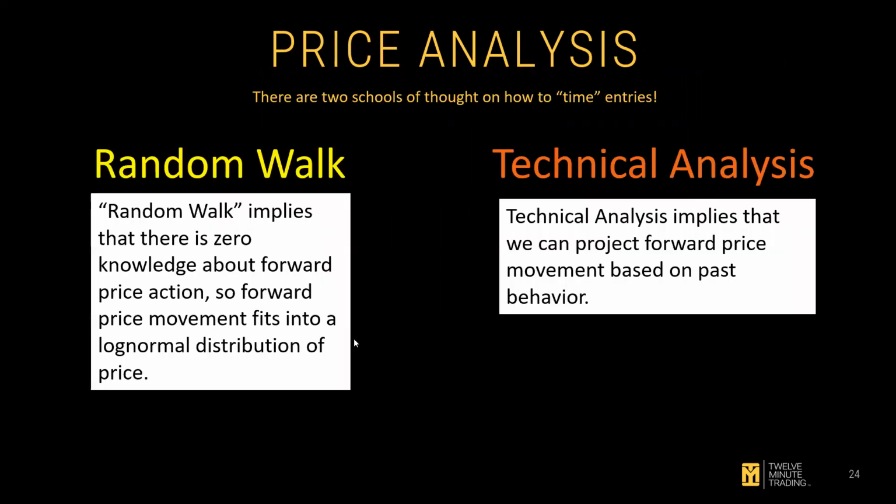Now, here comes the religious war, right? There are 2 schools of thought on how to time entries. Random walk from Burton Malkiel implies that there is 0 knowledge about forward price actions. So forward price movement fits into a log normal distribution of price. You've all seen the standard distribution curve here, normal distribution, right? So 68% of the movement stays within 1 standard deviation, and then we get the fat tails on either side. So there's one school of thought that price movement is completely random, and it's just going to fit within that log normal distribution.